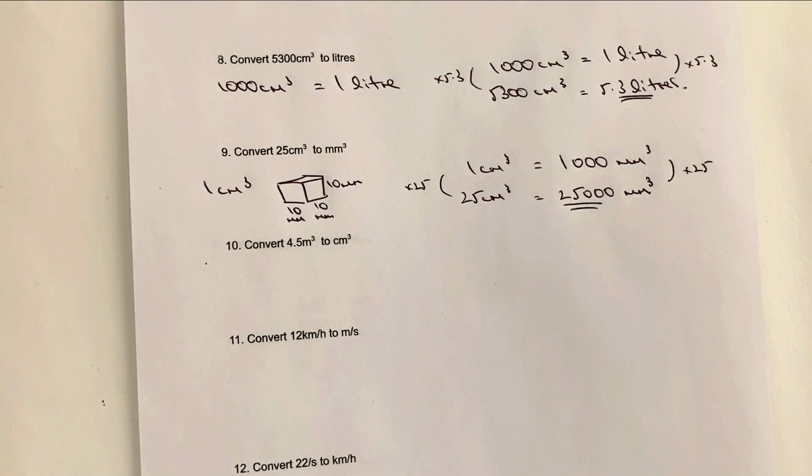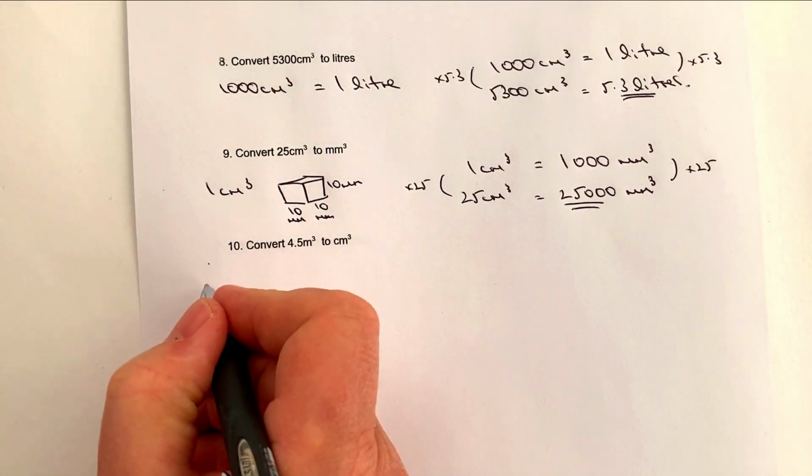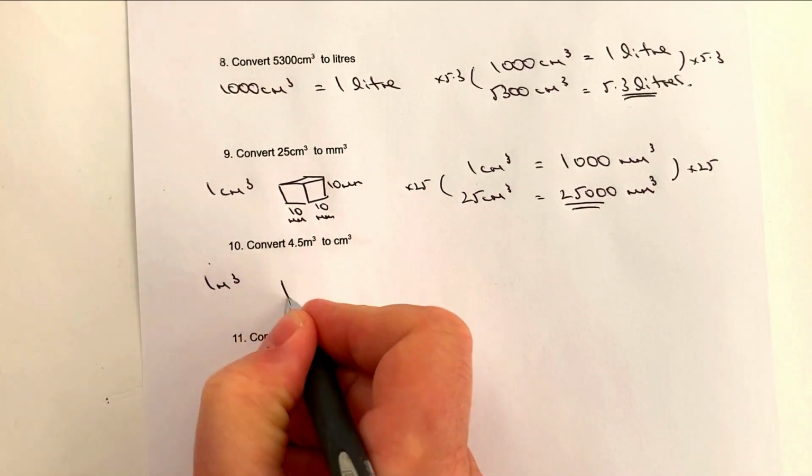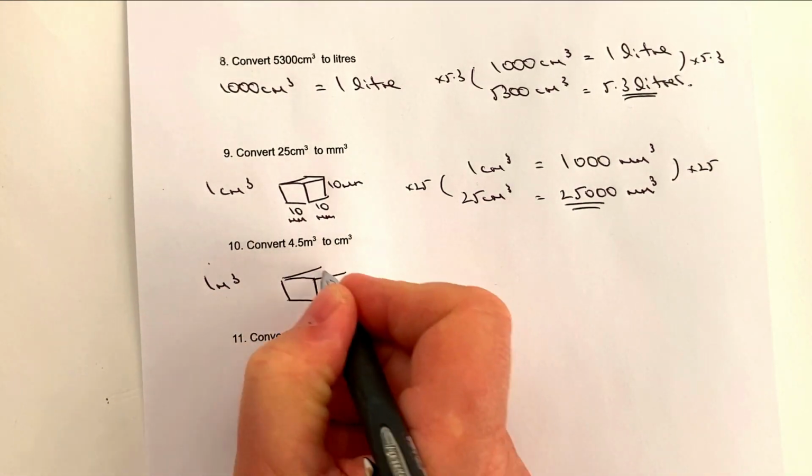Okay, so let's have a look at applying the same principle then to question number 10. We're going to convert 4.5 meters cubed to centimeters cubed. Okay, well, what do I know about 1 meter cubed? Well, I know that it's a block.